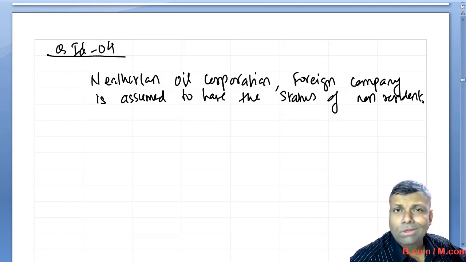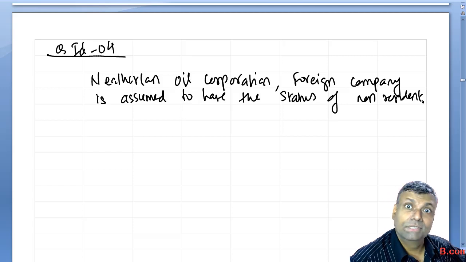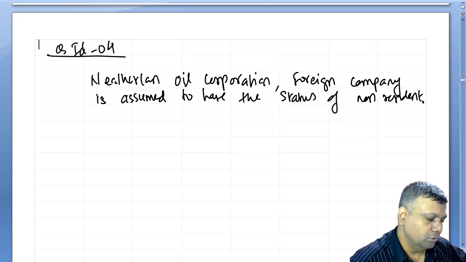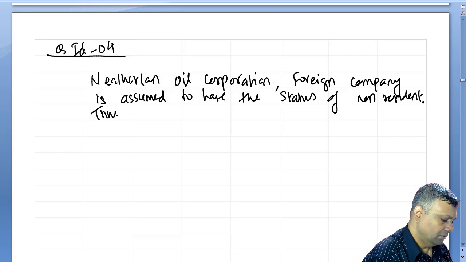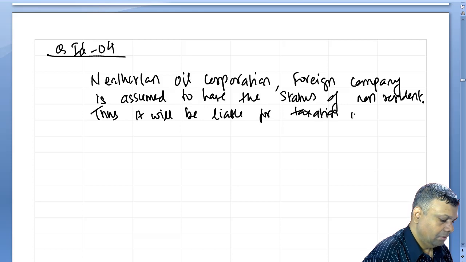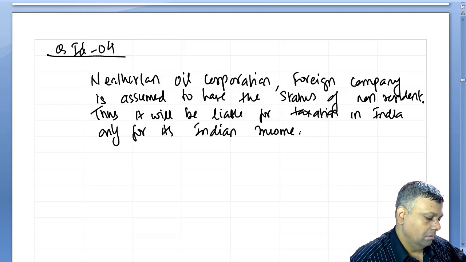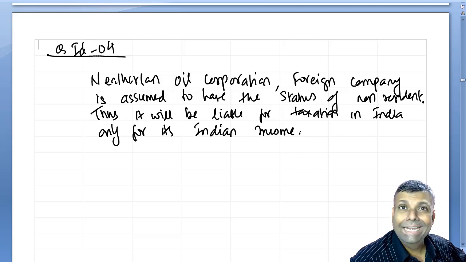Actually, I should not have used the word assumed to have non-resident, but to be on the safer side, in my answer, I have used this kind of language. I can straight away say that this is a non-resident company, looking at the scenario, but right now we are not going into the depth of the residential status chapter. So, to be on the safer side, I'm just writing assumed to have the status of non-resident. Thus, it will be liable to tax in India only for its Indian income.